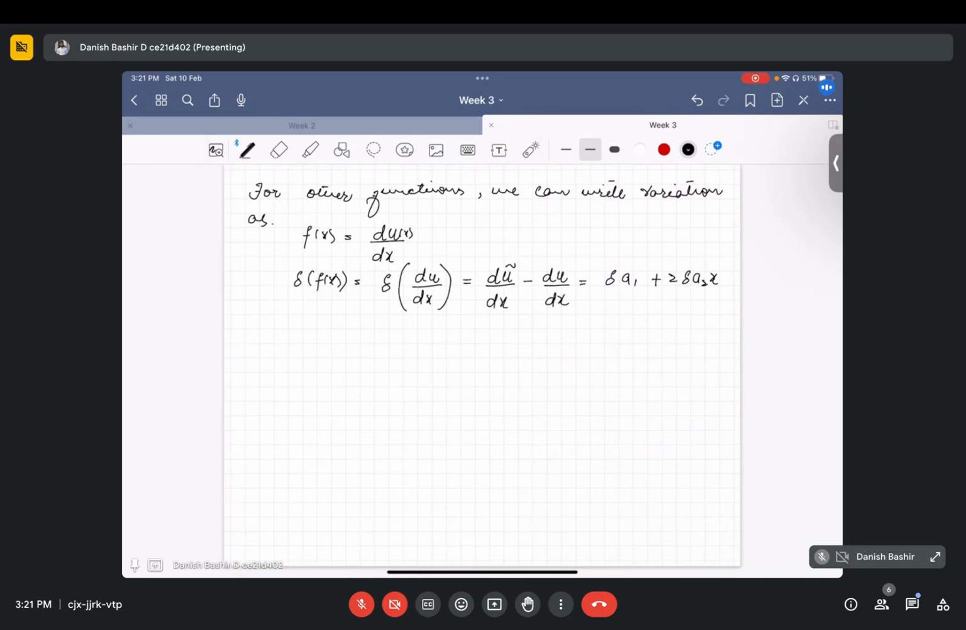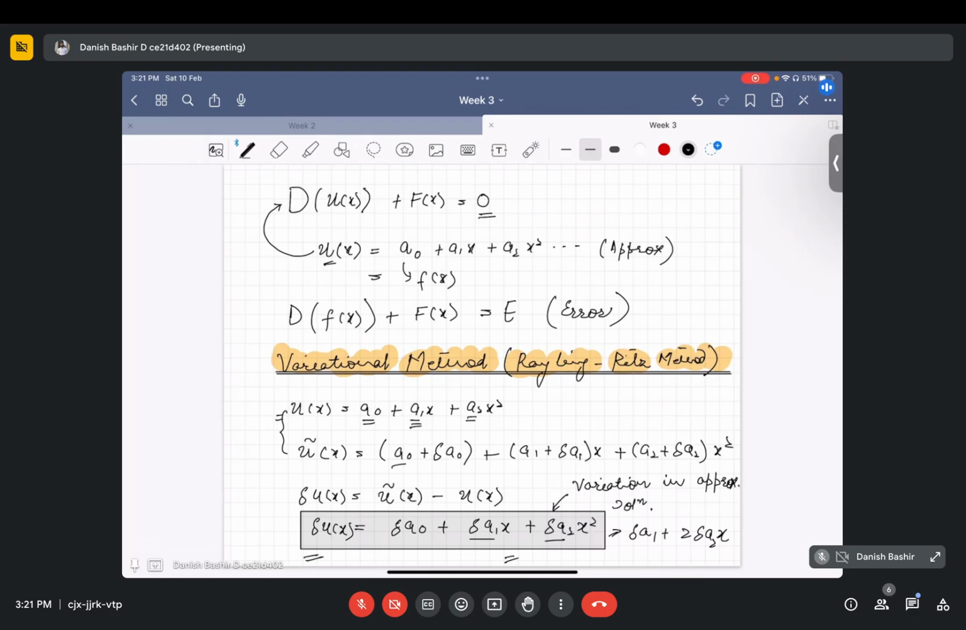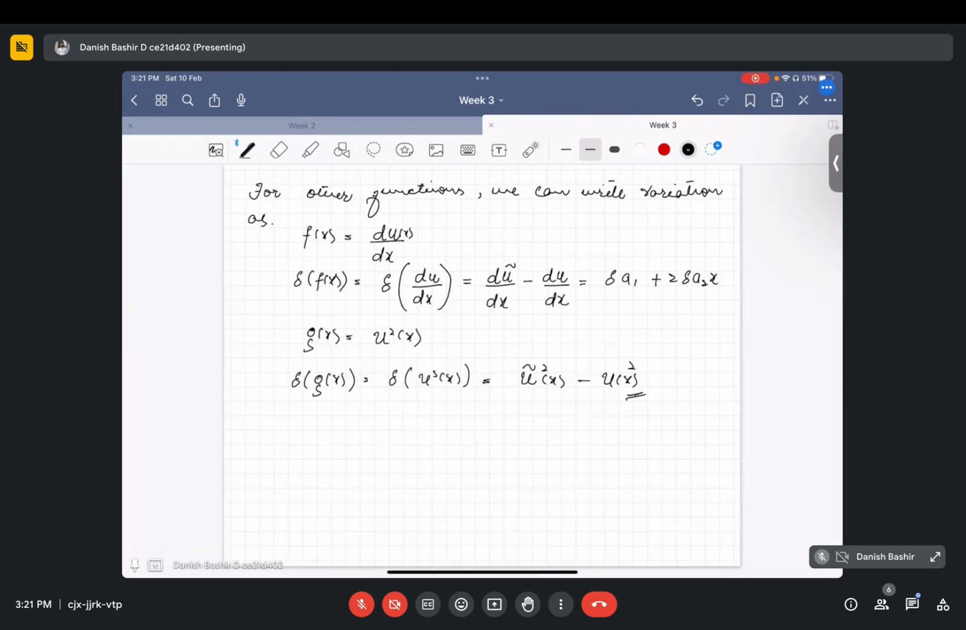One more function, for example: we have another function g of x equal to u square of x. If we have to take the variation of this function, the variation of g of x is equal to the variation of u square of x. We will write it as u bar square of x minus u of x square. We have to take the square of that function, then subtract, and we get the variation of u square of x. These were simple things.